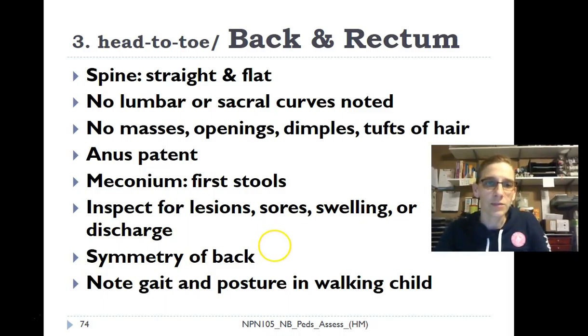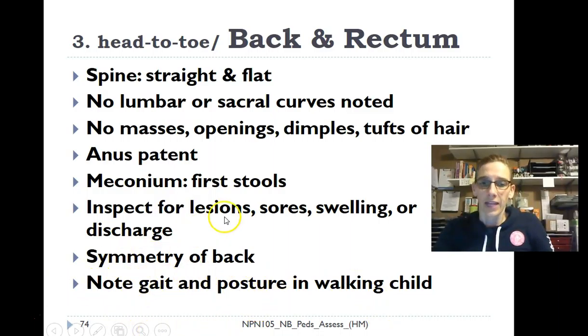All right, back and rectum. So the spine should be straight and flat. There should be no lumbar or sacral curves noted. No masses, openings, dimples, or tufts of hair at the sacrum. This could be indicative of spina bifida. We need to make sure that the anus is patent.